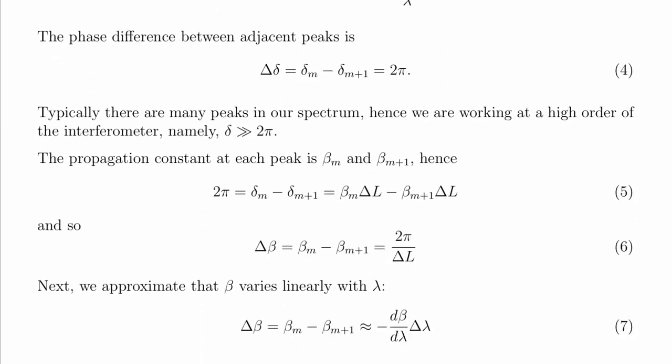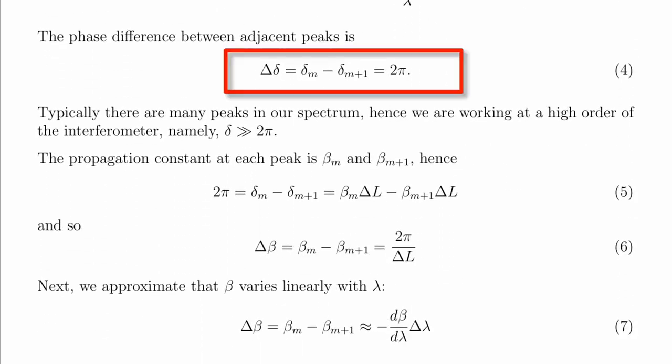The peaks of the interferometer occur when delta is a multiple of 2 pi, namely, where the cosine term is 1 and there is constructive interference. The phase difference between adjacent peaks is delta m minus delta m+1, which must be equal to 2 pi. Note that the order of the subscripts is reversed since beta decreases as wavelength increases.